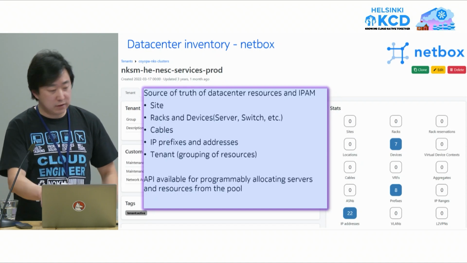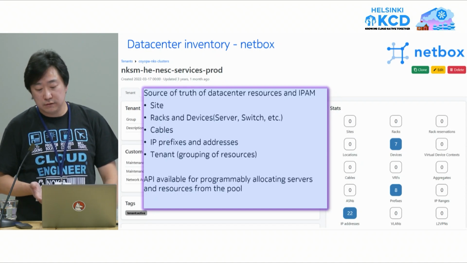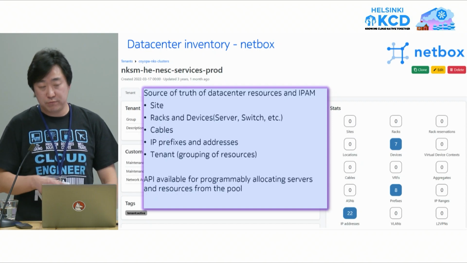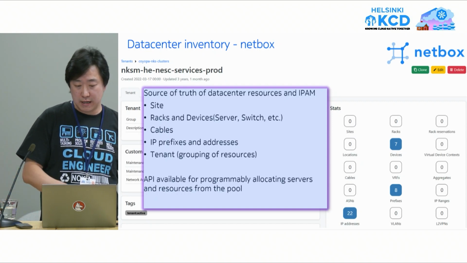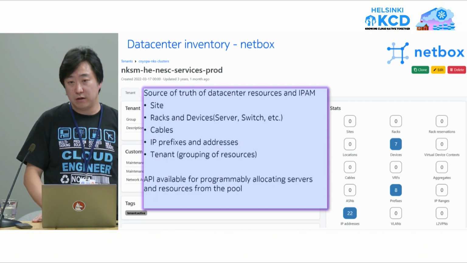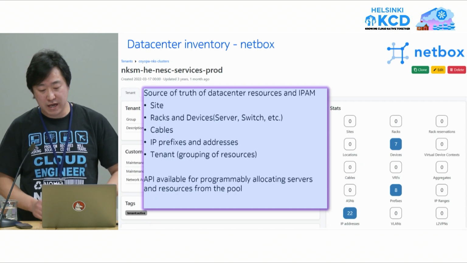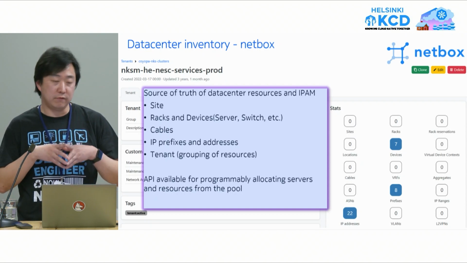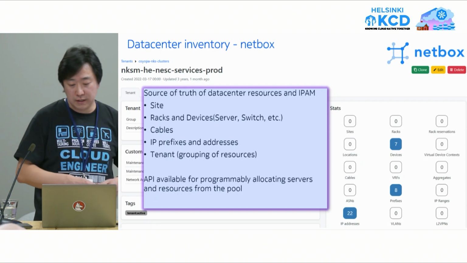Here it shows 7 devices, which means 7 servers, and several IP prefixes and IP addresses. NetBox has a REST API available for us to programmatically allocate servers and resources from the pool. And we have an abstraction layer API in front of it to do those in batches.